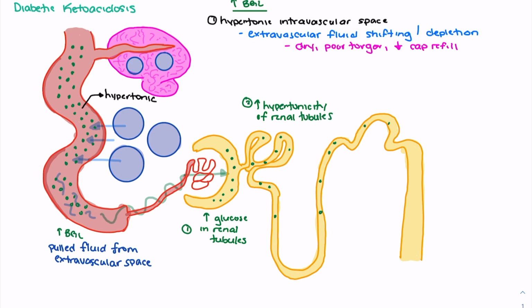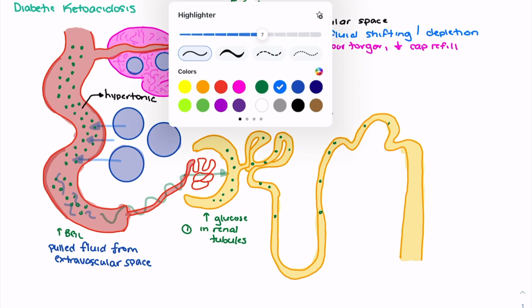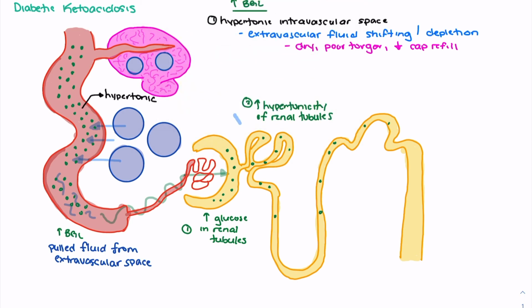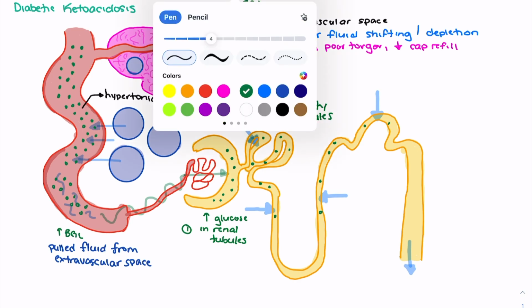And the same thing is going to happen here that happened in the blood supply. When we have a hypertonic solution, we see an excess of fluid being pushed towards that hypertonic area. So we have an increase in fluid shifting into the renal tubules. We start to see more fluid entering the renal tubules than would typically enter, and as a result, that's going to increase urination. So we start to see excessive urination in these patients.